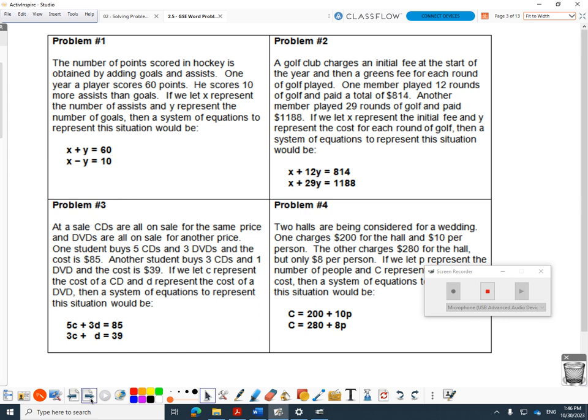Third situation. At a sale, CDs. Do you know how old is this example? Does anyone buy CDs anymore? Is that still a thing? It's all streaming now, is it?